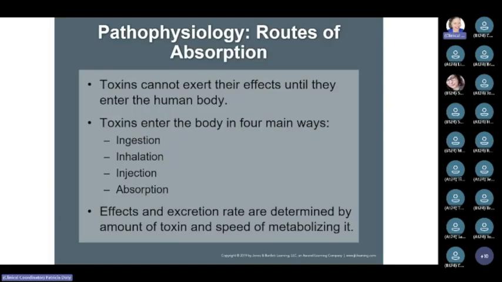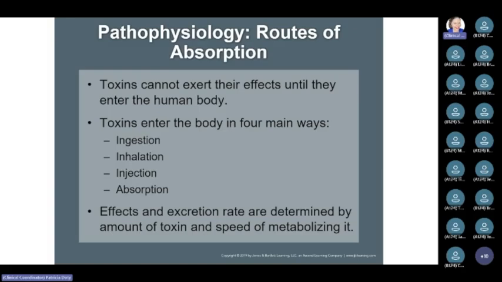Let's talk about routes of absorption. This is going to be real quick because this is easy, right? Toxins can enter the body in 4 main ways. You have your ingestion, which is obviously eating. Inhalation, you're breathing it in. Injection is obvious. And then absorption. Mark talked about fentanyl, and Christopher said something about improper BSI. There's some absorption there, and even improper BSI could actually be inhalation too. But effects and excretion rate are determined by the amount of toxin and the speed of metabolizing it.